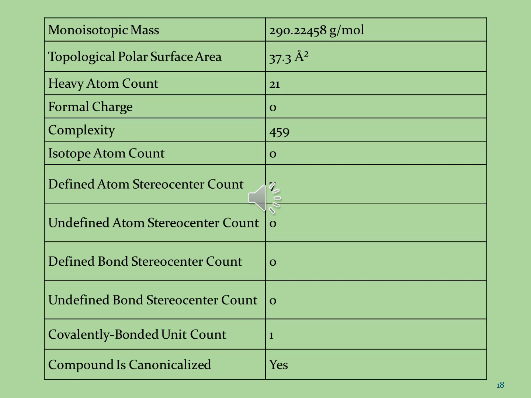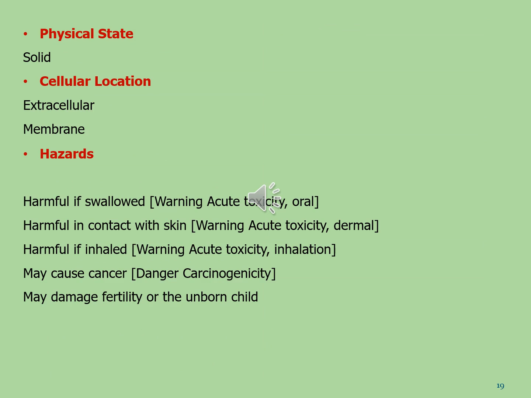Isotope atom count 0. Defined atom stereocenter count 7. Undefined atom stereocenter count 0. Defined bond stereocenter count 0. Undefined bond stereocenter count 0. Covalently bonded unit count is 1. And the compound is canonicalized, that is yes. The physical state is solid. Cellular location is extracellular and membrane.